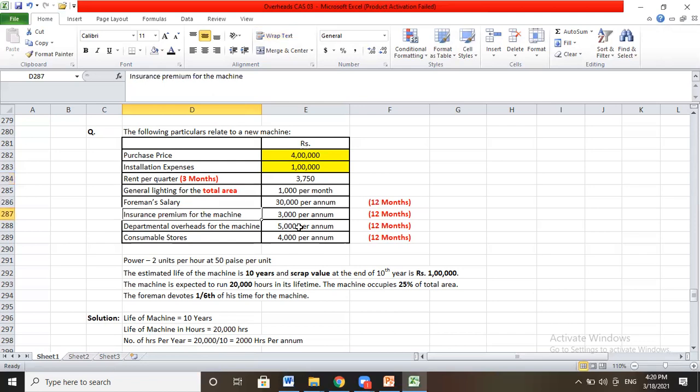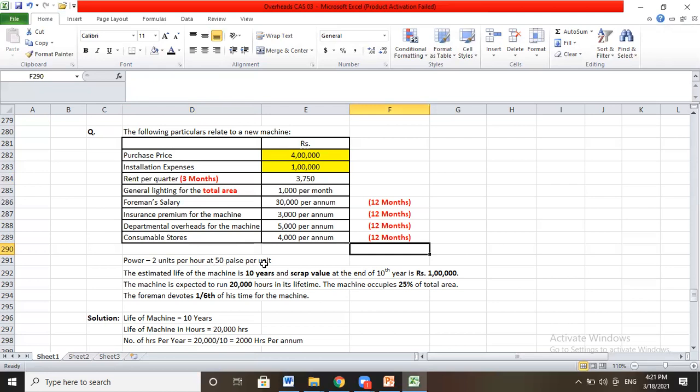Insurance premium for the machine is 3,000 per annum. That means 12 months information is given. Departmental overheads for the machine is 12 months given. And consumable store is again given as 12 months. So the information which is given as 12 months, if we want to convert it into 1 month, we should divide by 12.